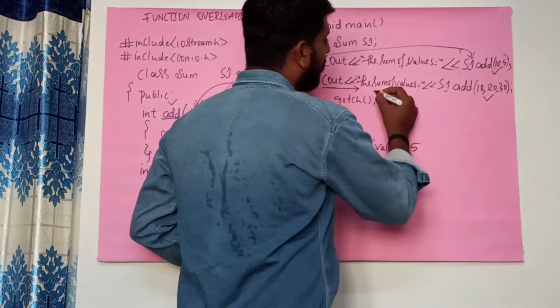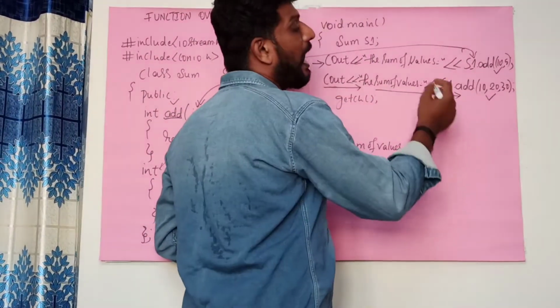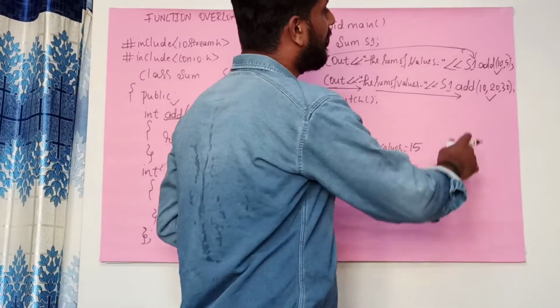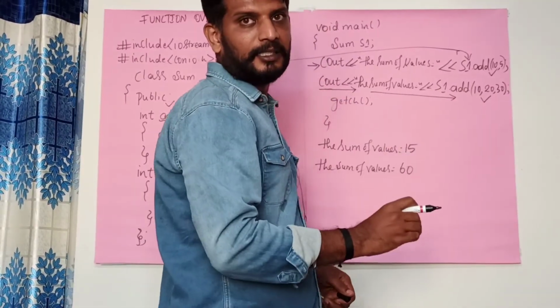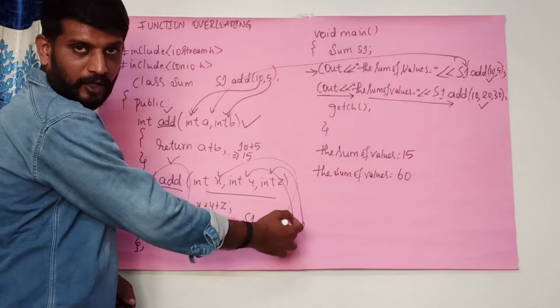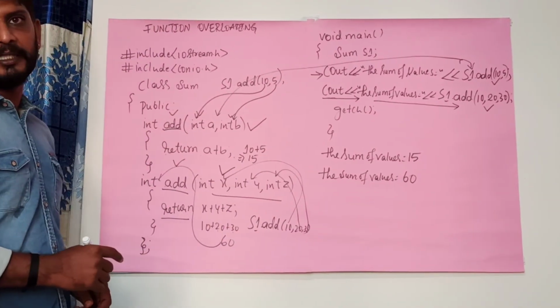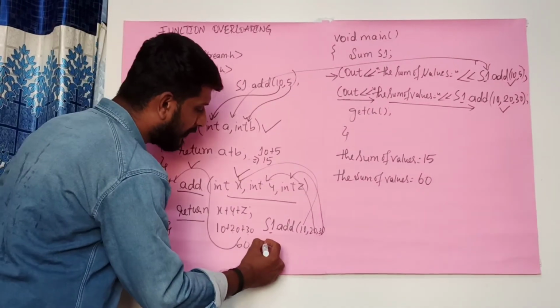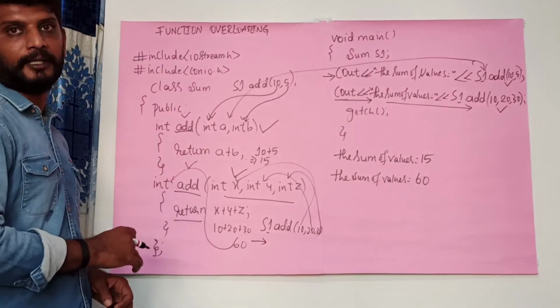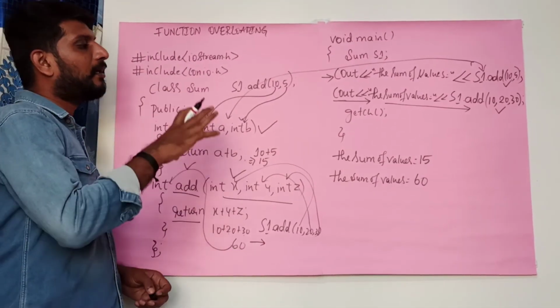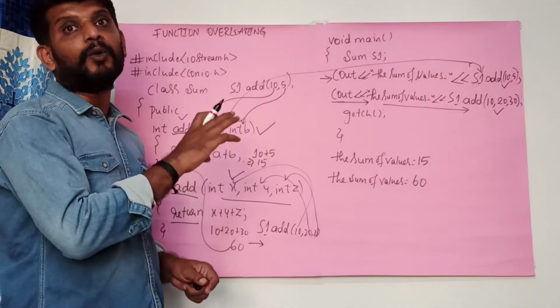Next, when this particular statement is executed, again the compiler will check which particular function is having 3 different arguments. This is the function that is having 3 different arguments, so this particular function gets executed. So that is the concept of function overloading.